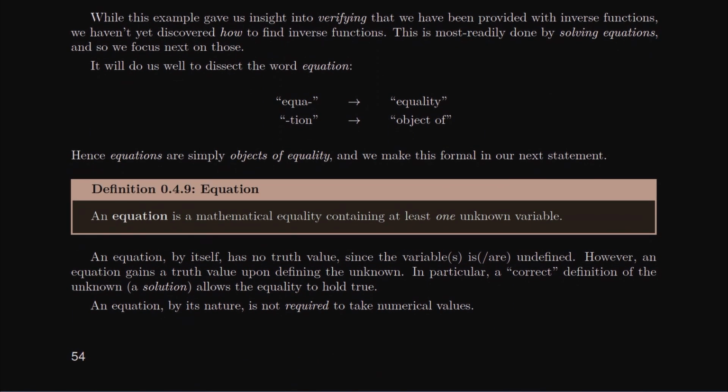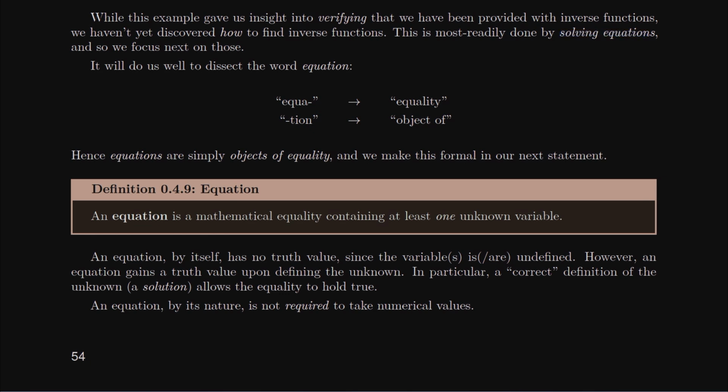So while these examples give us some insight into verifying that we have found inverses, the way that we would actually find them, if somebody asks us to find an inverse function, is through the process of solving equations. And so we're going to take a quick foray into solving equations, and then we'll get back to finding inverse functions.